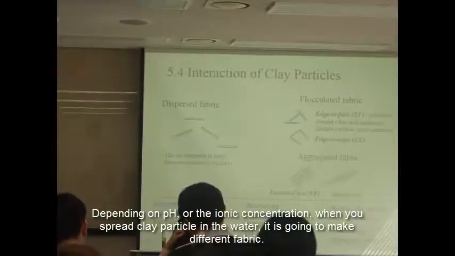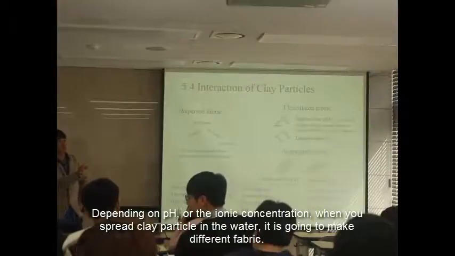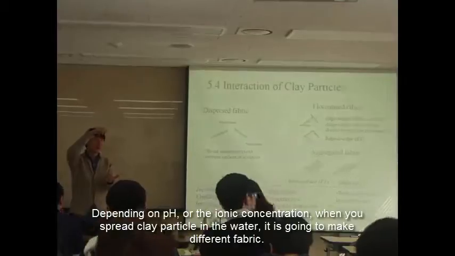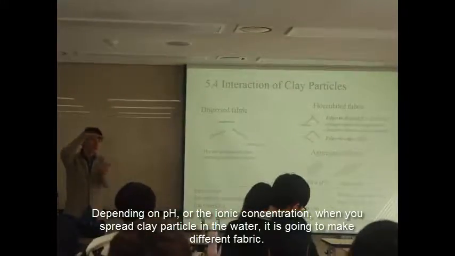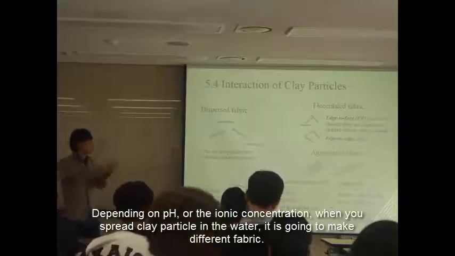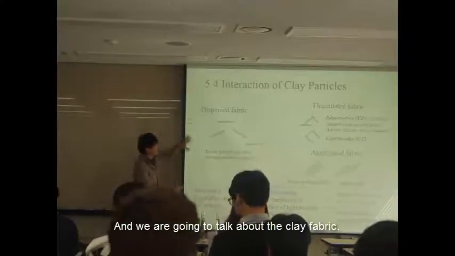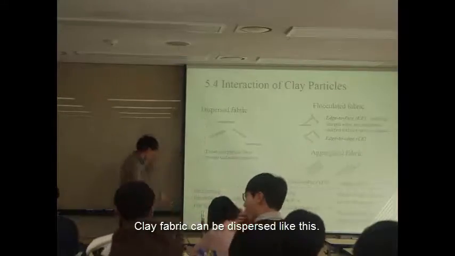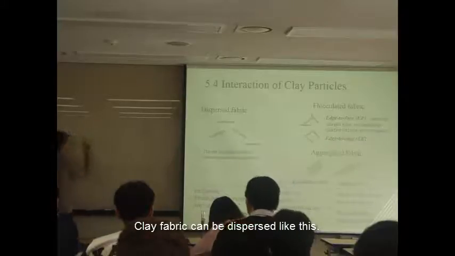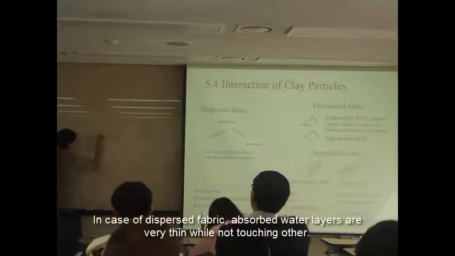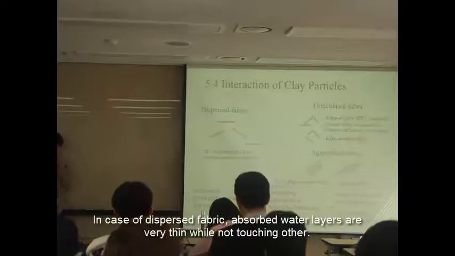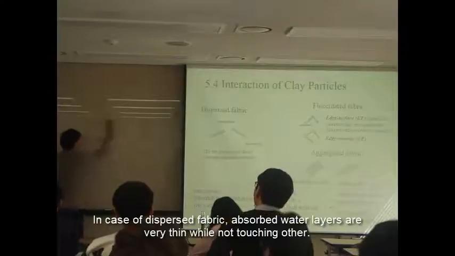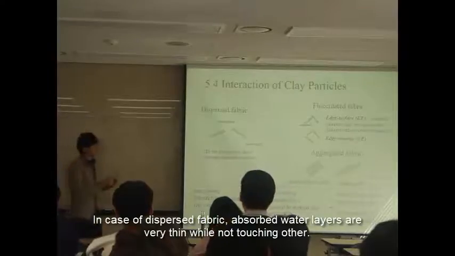So depending on the pH and the ionic concentration, when you spread the clay particles in water, they are going to make different fabrics. We're going to talk about the clay fabric first. The clay can be dispersed like this. In the case of dispersed fabric, the adsorbed water layer is very thin, so that they are not touching each other.